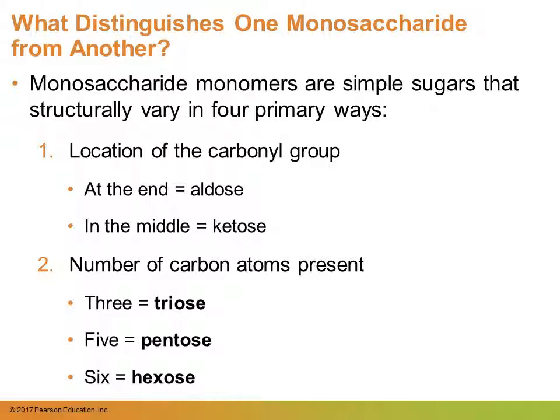Another way that they're structurally different is the number of carbons. For example, when we look at deoxyribose and ribose in DNA and RNA, notice that there were 5 carbons, so another name for it is a pentose. If there's 3 carbons, it's a triose, or if there's 6 carbons, like in glucose, then it's a hexose.